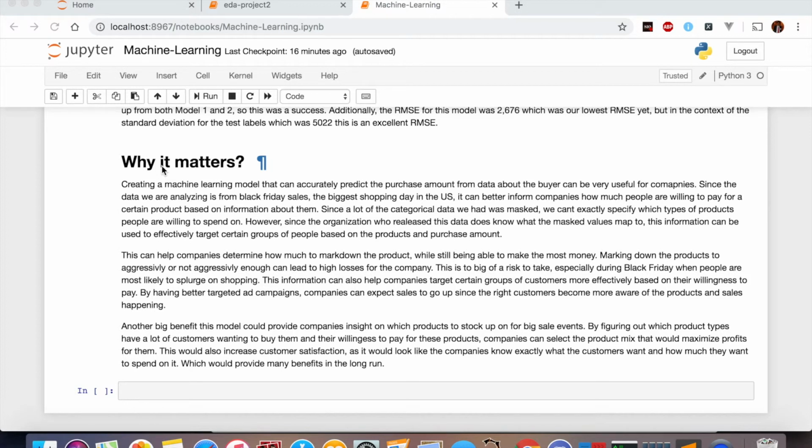And lastly, the last big benefit of this is that companies can figure out which products to actually stock up on for big sale events. By figuring out which product types customers want to buy and how much they're willing to pay for them, companies can select the perfect product mix to maximize sales and maximize profits, and this will also make the customers happy because it'll make the customers feel like the companies know what they want and how much they want to spend on it.